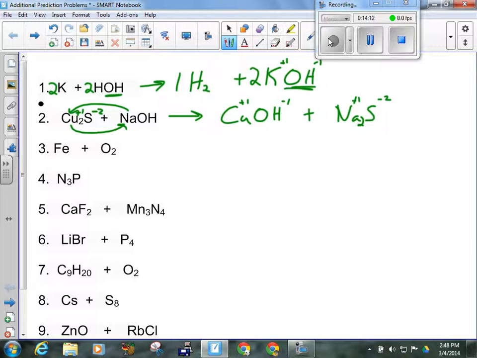Now I need to balance. I have 2 sodium over there, now I have 2 over here. But that gives me 2 hydroxides, so what needs to go here? 2. Does that give me 2 copper? Yeah, and there's 2 copper over here, so that works out pretty well. Now everything else is balanced.